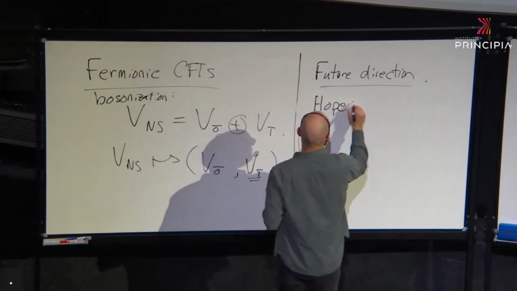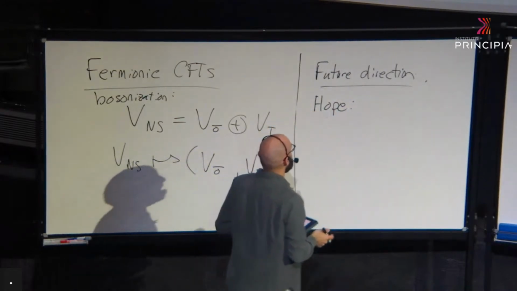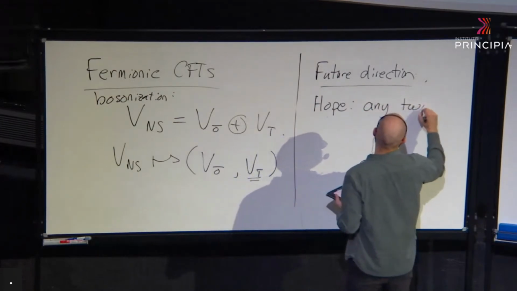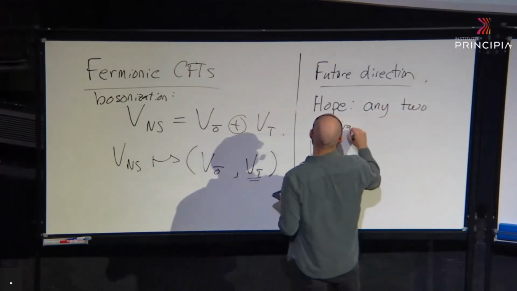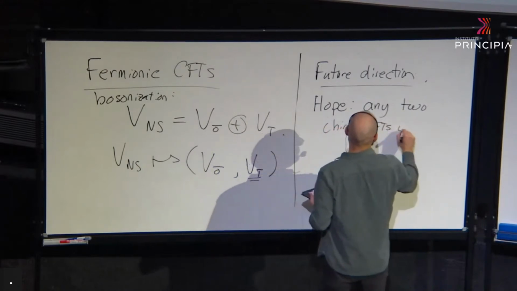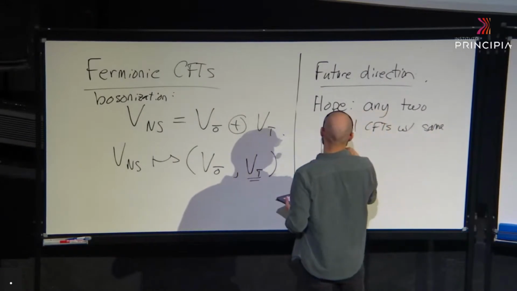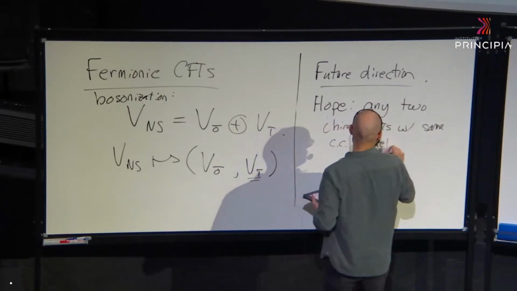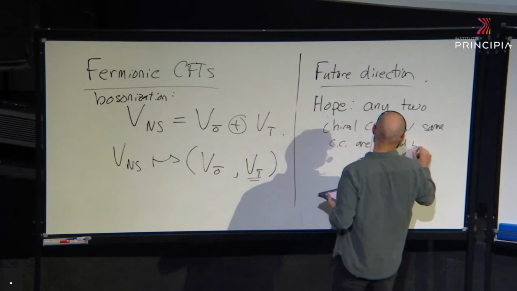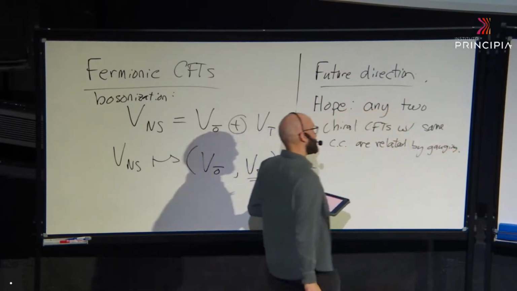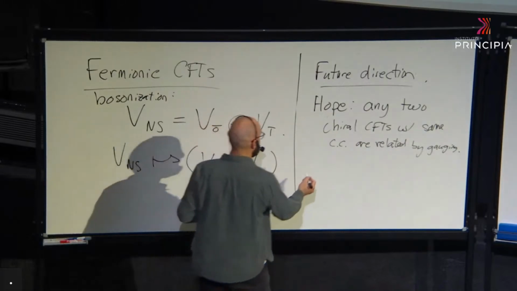In particular, one hope is that there's the following theorem: any two chiral CFTs with the same central charge are related by gauging. What's the evidence in support of this? There's two pieces of evidence.